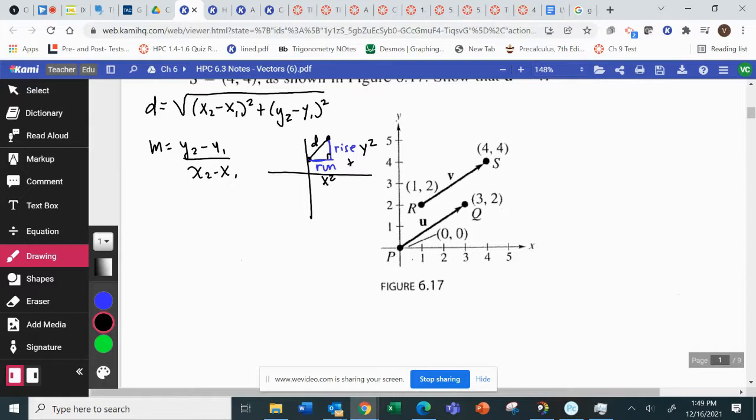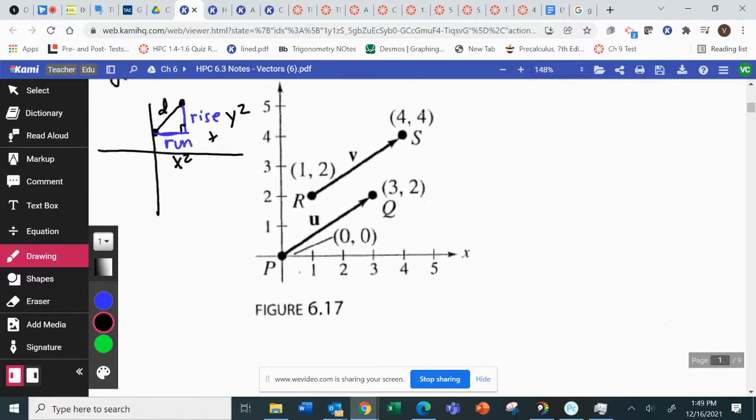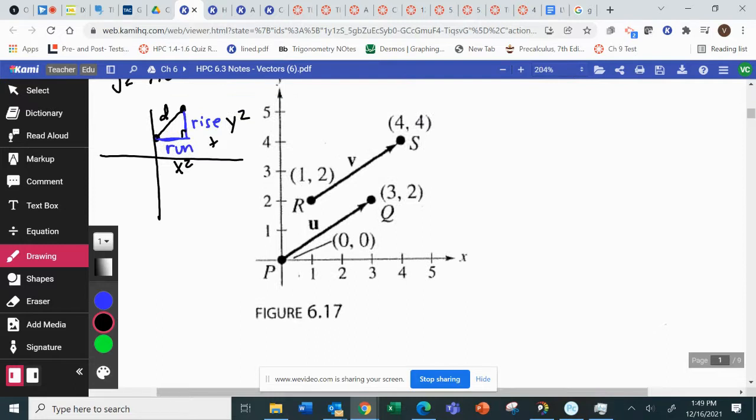Okay, now going back to what we're doing. We are trying to prove that these two vectors are equivalent. They did say that they are. We're going to do that by showing that they have the same magnitude and the same direction. So, magnitude. We're going to show they have the same magnitude.